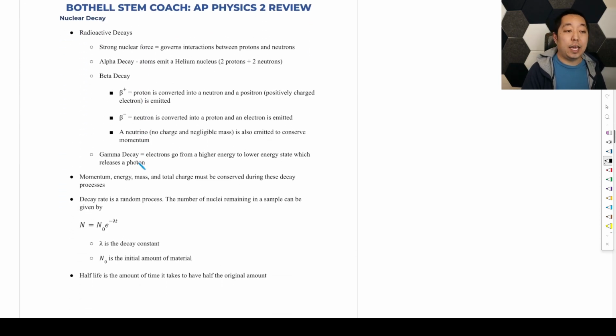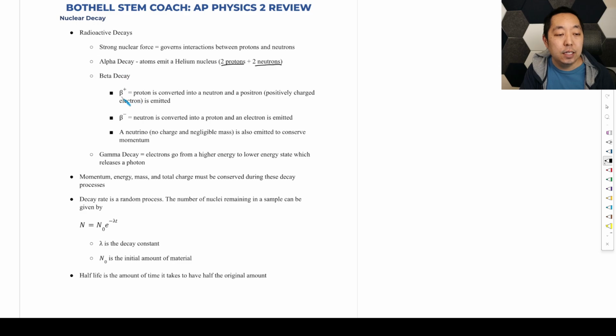The last part is nuclear decay, right? There are different nuclear decays, and they're governed by the strong nuclear force again, the interaction between the protons and the neutrons. You have three primary decay mechanisms. One is alpha decay, where an atom emits a helium nucleus, which is 2 protons and 2 neutrons. That is going to change the mass of the atom significantly.